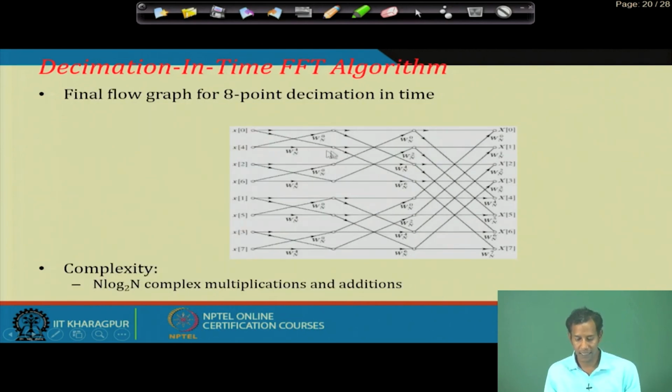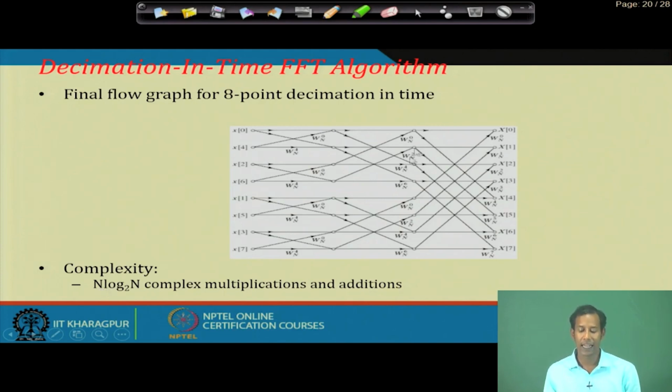This is another example of decimation in time fast Fourier transform, and basically fast Fourier transform is nothing but the division into n by 2 point DFTs, that means the odd part and the even part, and then running them in parallel. By that technique we increase the throughput of the Fourier transform, which is nothing but the fast Fourier transform. Whenever we do like this, the complexity becomes n into log 2 base n complex multiplications and additions.